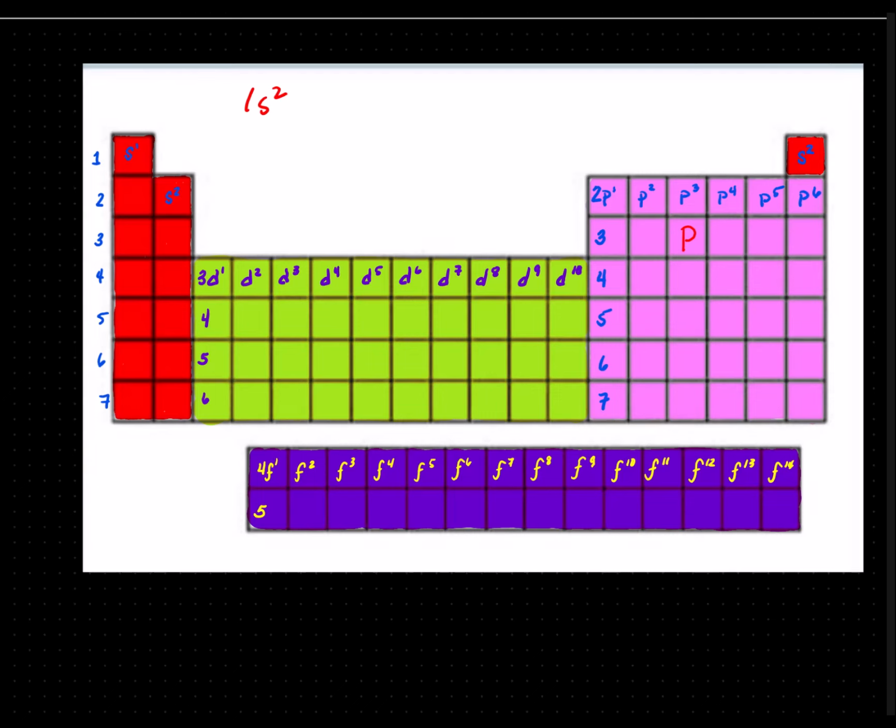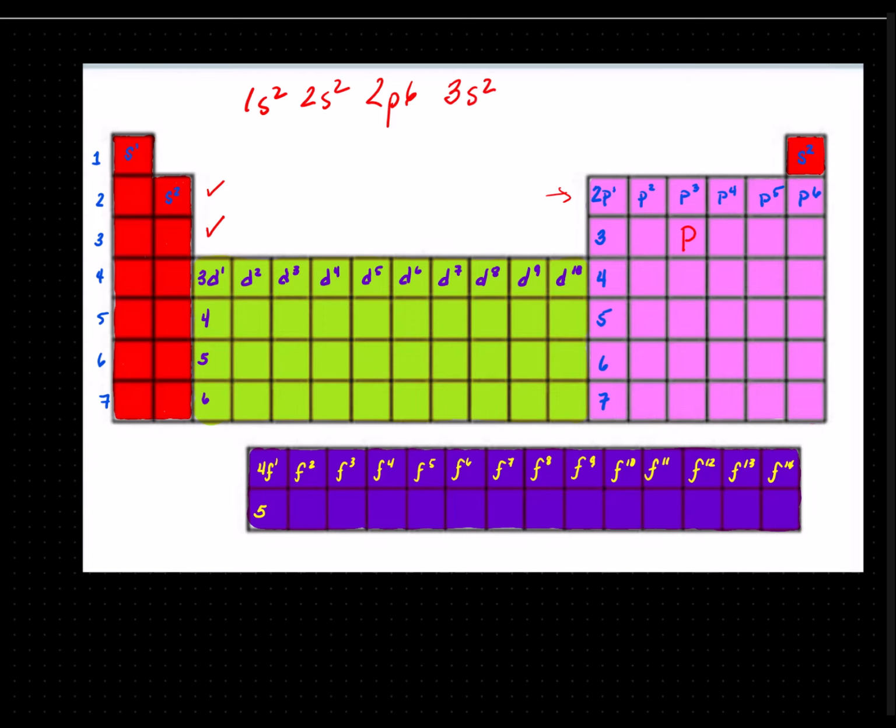Now I move down to the second row. The second row, we start with 2s2. It has to be completely filled. After 2s2, we go to here, which is 2p6. It still has to be completely filled because that's only 10 electrons and phosphorus needs 15. So then we go to the next row. 3s2 is completely filled because we need both of those electrons.